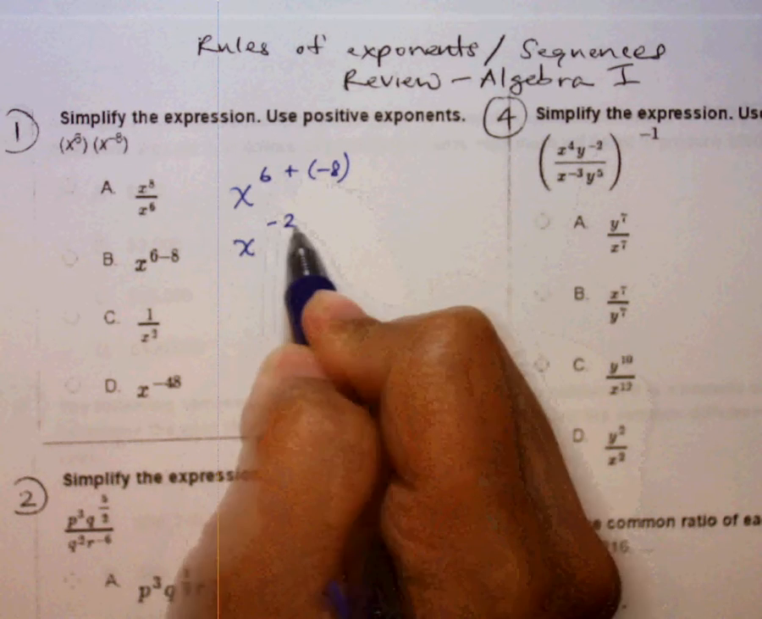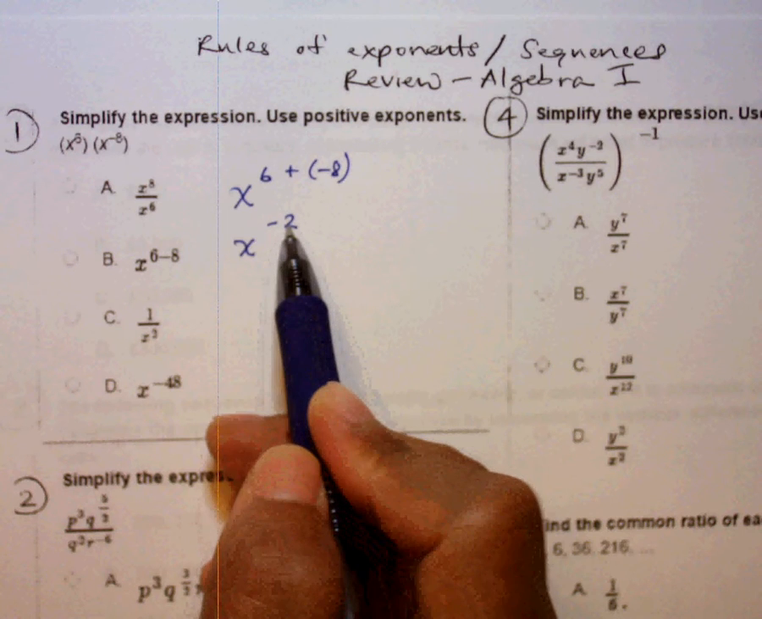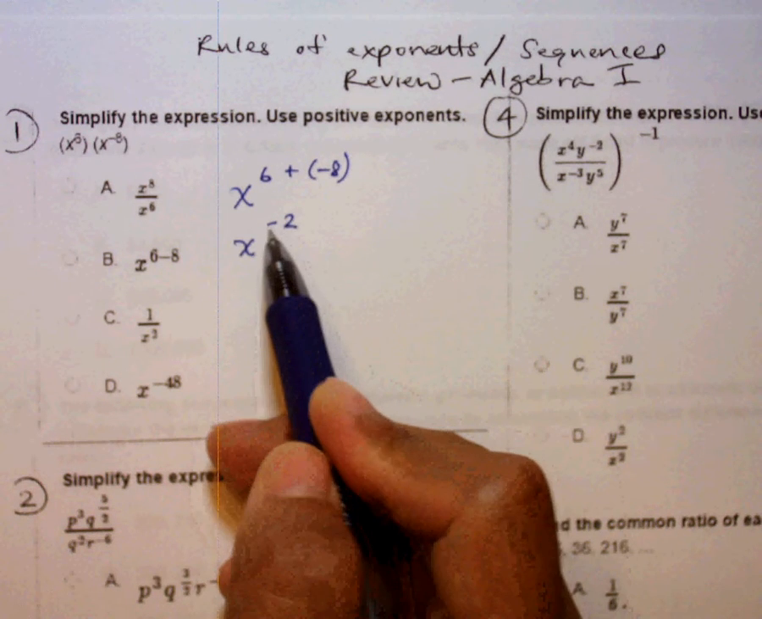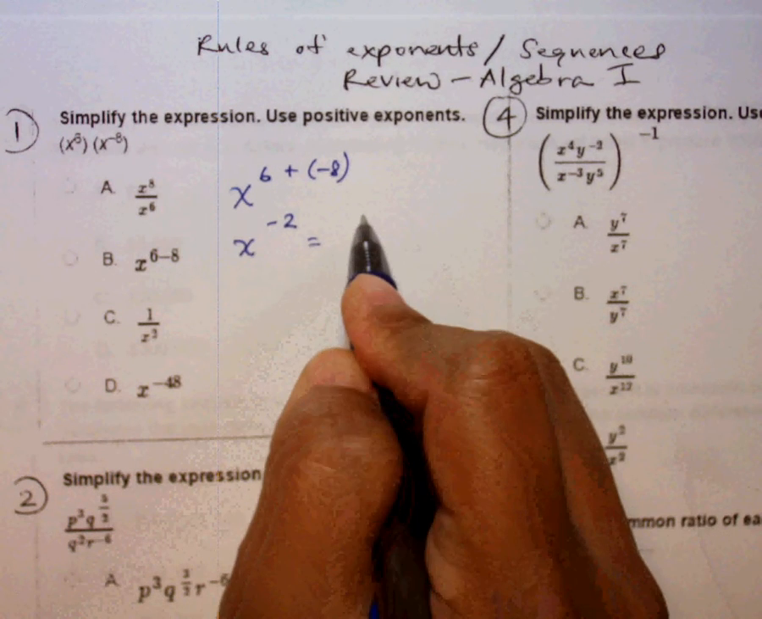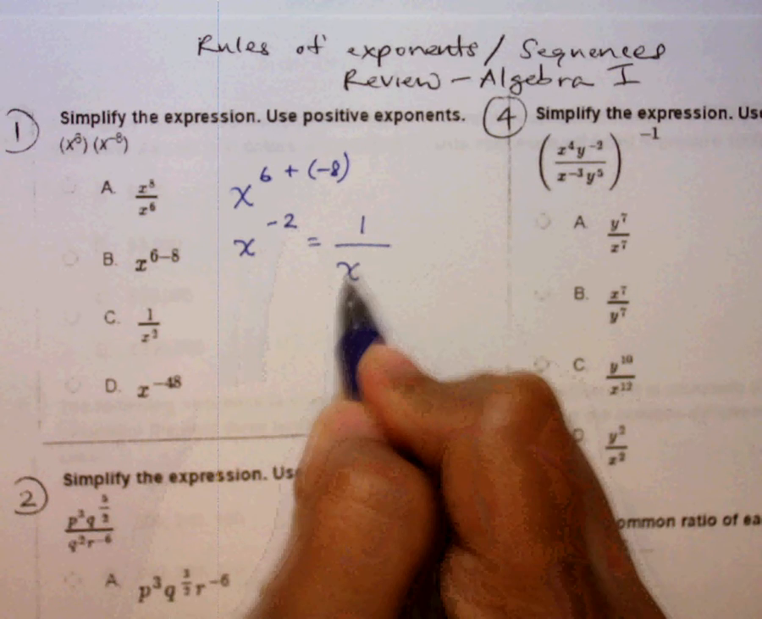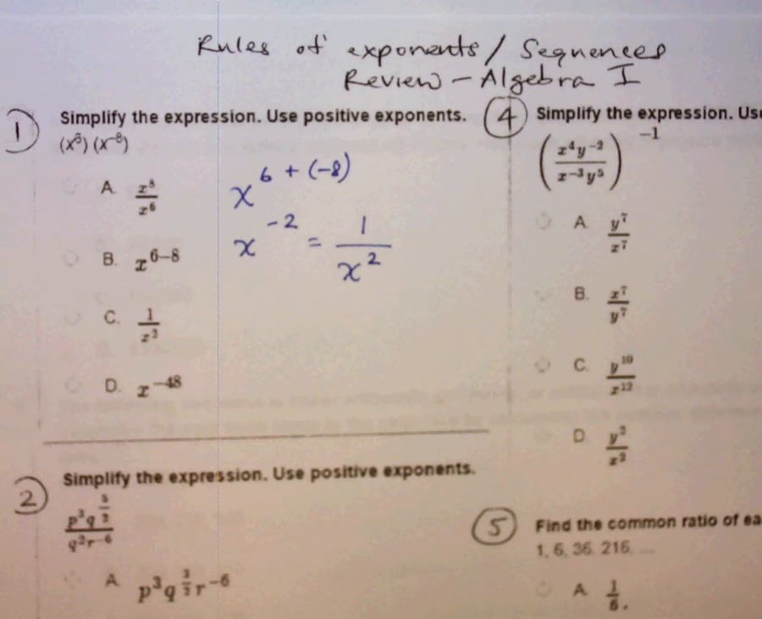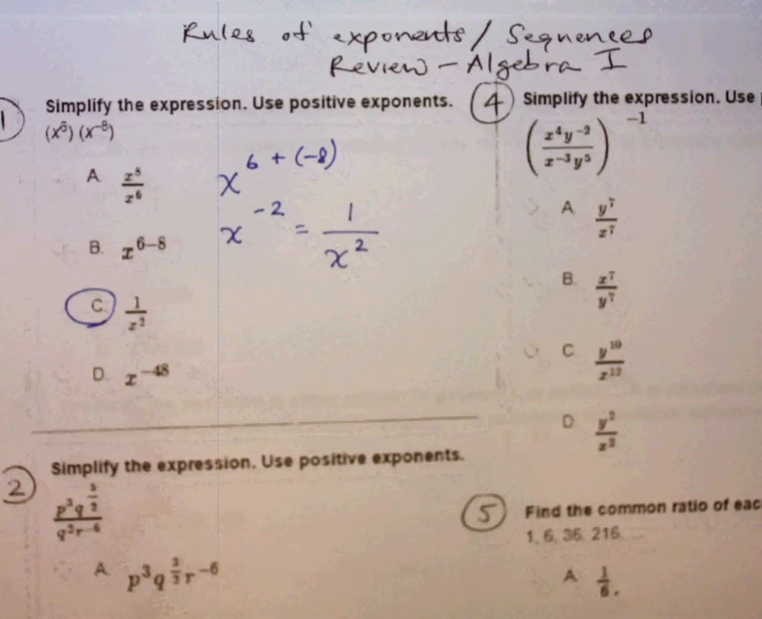But since you can't have a negative exponent, remember the negative exponent means you're going to take the reciprocal, or the flip. So now this x to the 2 power will be in the denominator. That means your correct answer is going to be C. All right, the next one, number 2.